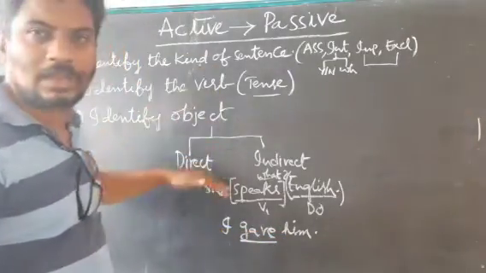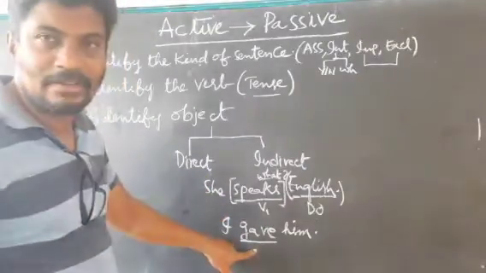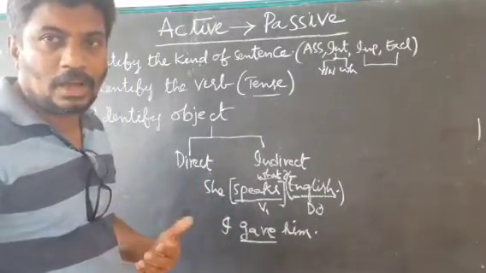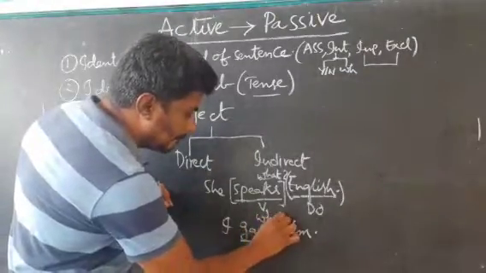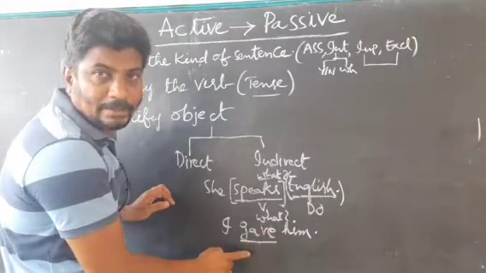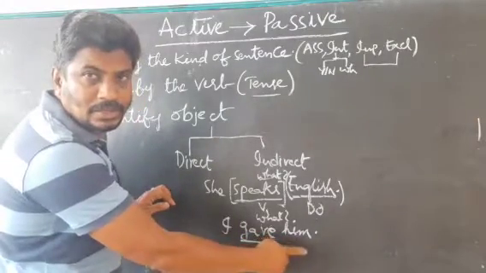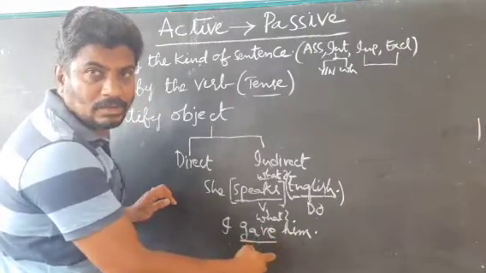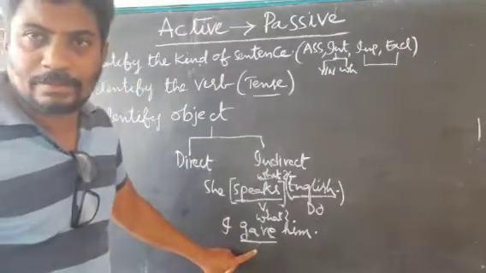Again, the same process. Identify the kind of sentence. It is assertive. Identify the verb, gave. Now we have to identify the object. Question the verb with what. Gave అంటే తెలుగులో మీనింగ్ ఇవ్వడం. What? ఏమిటి? ఏమి ఇచ్చారు? No answer here. Observe this. ఏమి ఇచ్చారు ఉందా మనకి స్టేట్మెంట్లో? No.